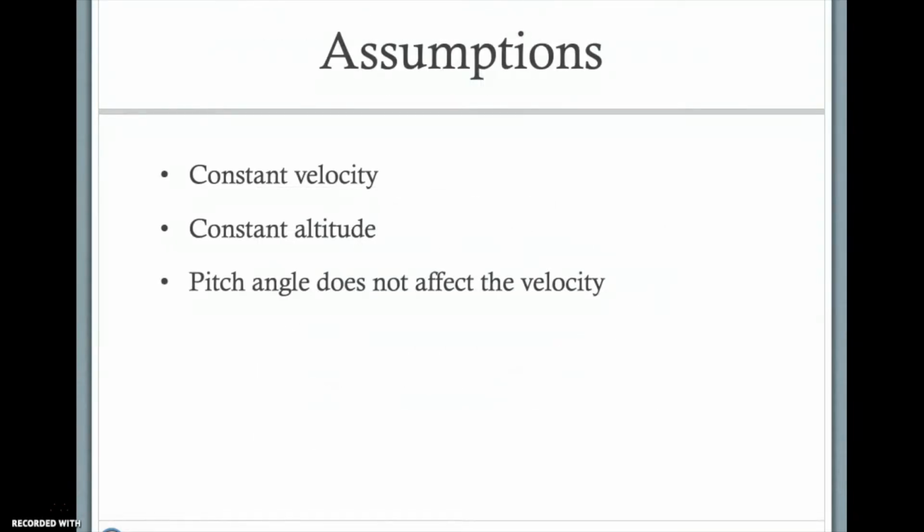For the simplicity of the study, some of the following assumptions had to be made. First of all, we assume that the plane is traveling at a constant velocity. We also assume that at this constant velocity, the plane is at a constant altitude. We also find that the pitch angle will not be affected by the velocity.